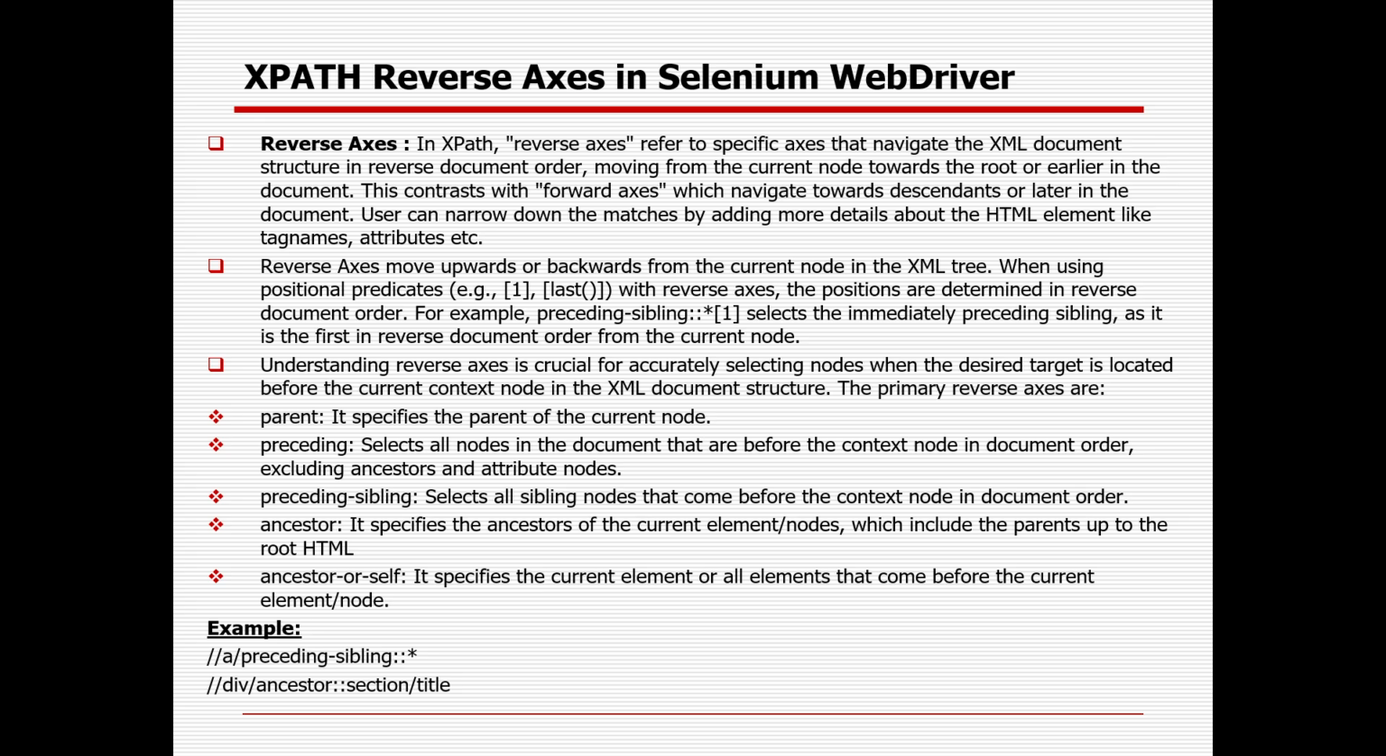In XPath, reverse axes refer to specific axes that navigate the XML document structure in reverse document order, moving from the current node towards the root or earlier in the document. This contrasts with forward axes, which navigate towards descendants or later in the document. Users can narrow down the matches by adding more details about the HTML element, like tag name, attribute, etc. Reverse axes move upward or backward from the current node in the XML tree.